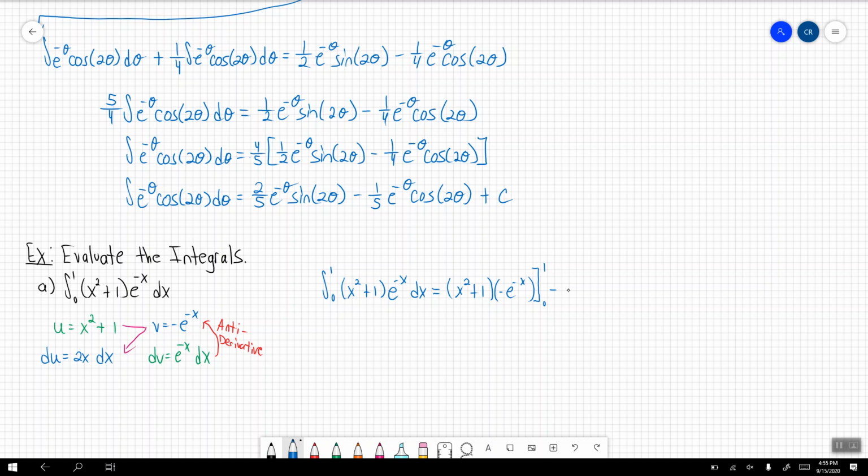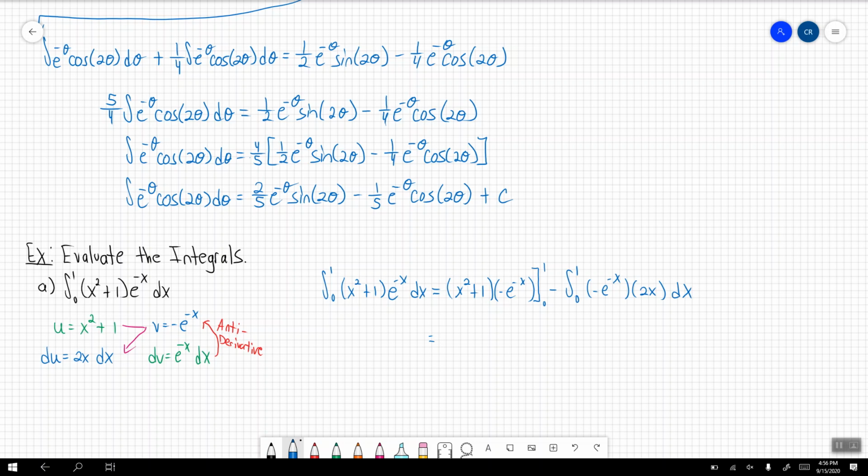And then I carry on minus the integral, keeping the same bounds, because we're not changing variables. We're only using by parts in order to break this integral up and keep going with the exact same variables. So minus the integral from 0 to 1 of v du. v in this case is negative e to the negative x, and du is going to be 2x dx. Okay, we can keep going.